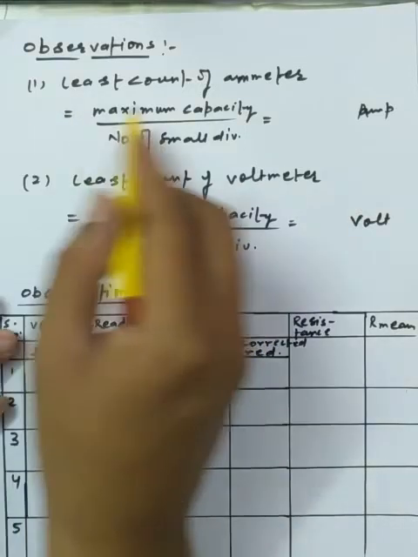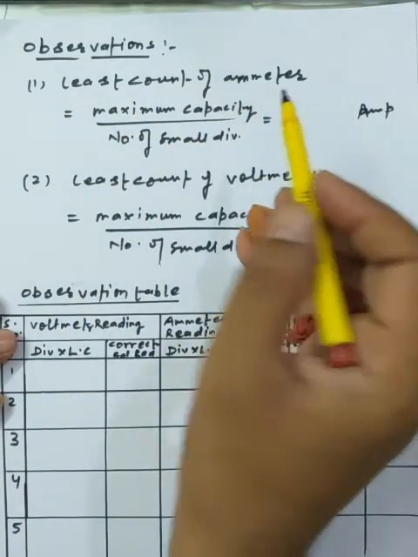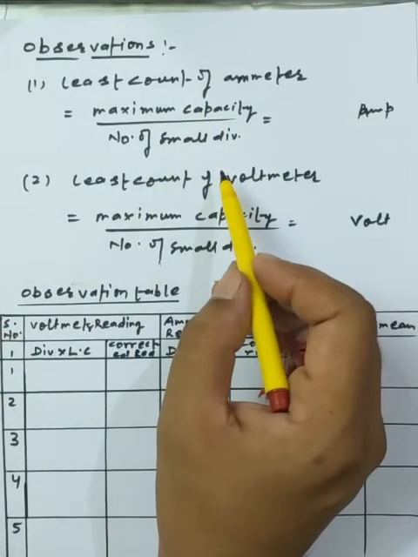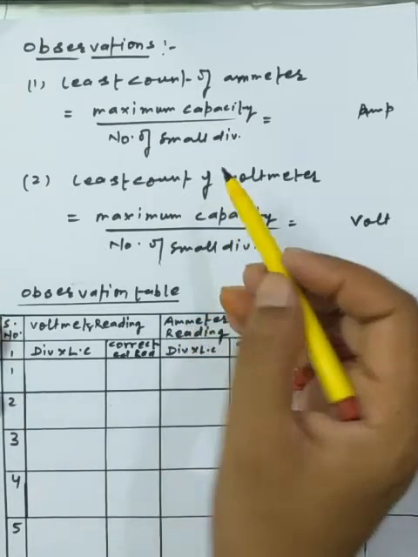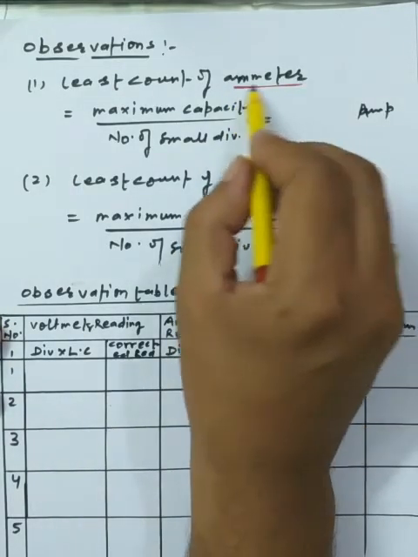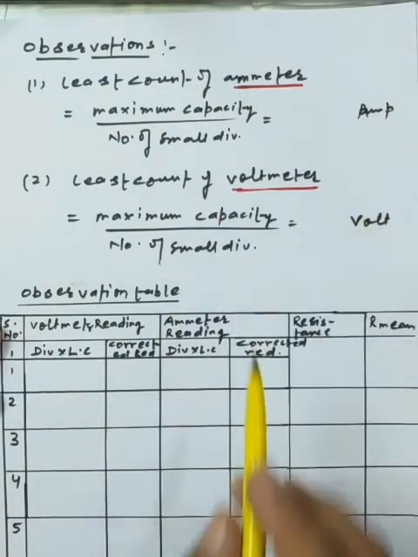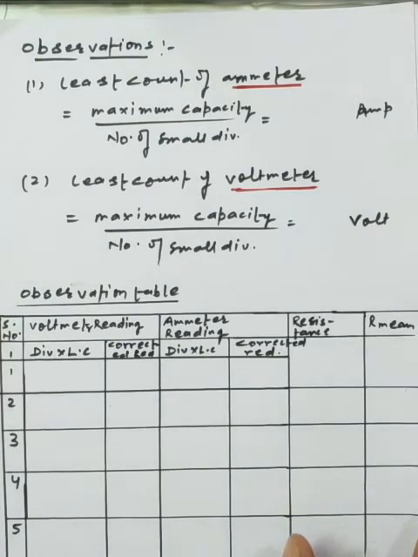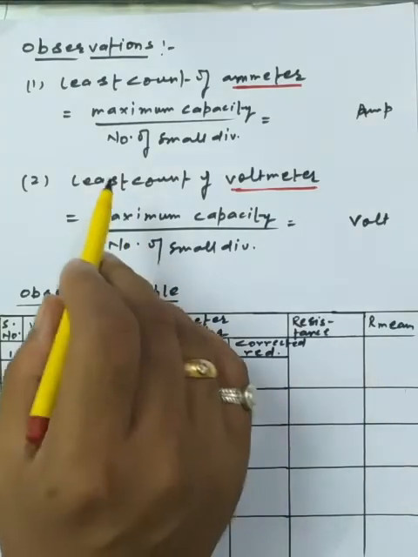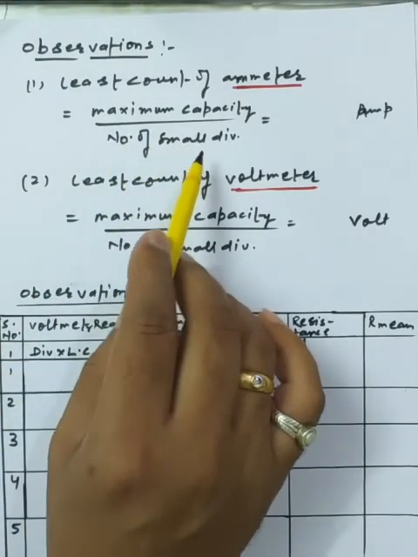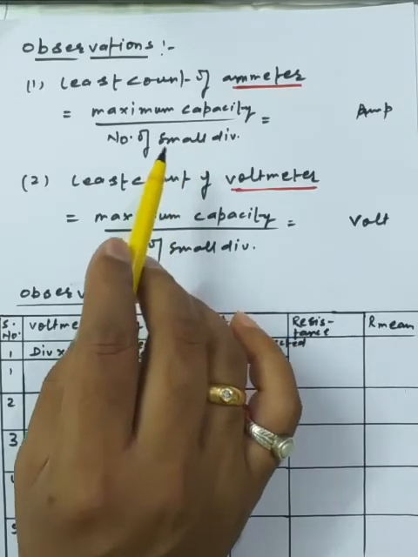So we are making the concept of the least count, and already you know what the meaning of the least count is. The minimum measurement which can be done by an apparatus is called the least count of a particular device. So here we have two devices. First is the ammeter and second is the voltmeter. So what is the minimum countable reading that we get from them? I have made the basic formula, which is also mentioned in the theoretical portion. Okay, so the maximum capacity upon the number of small divisions.